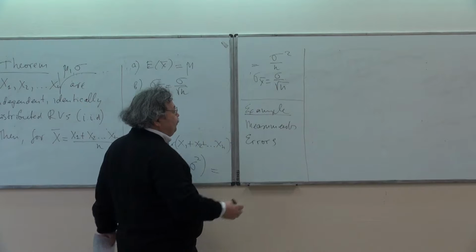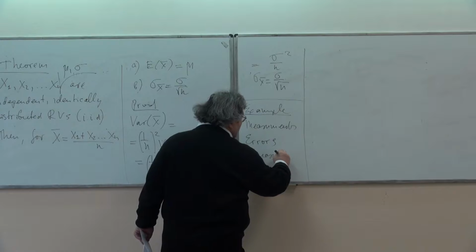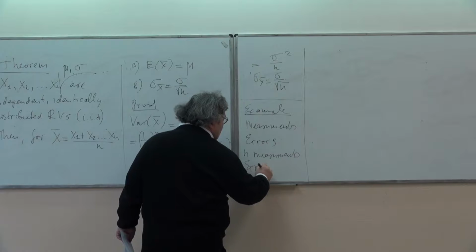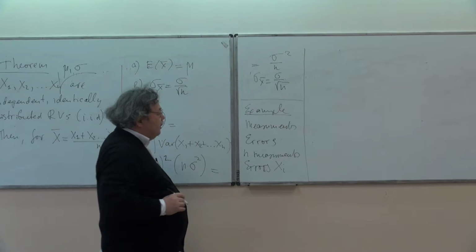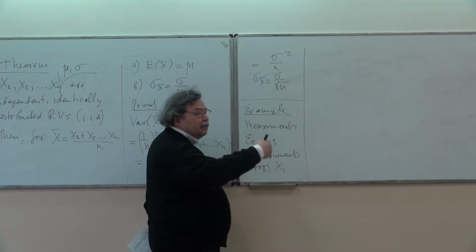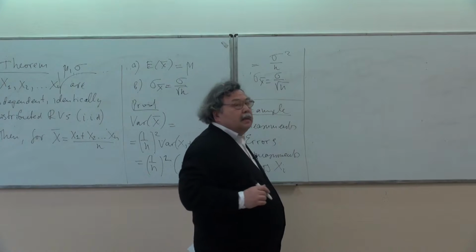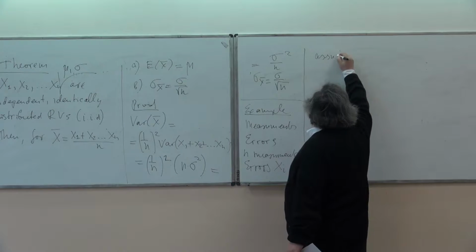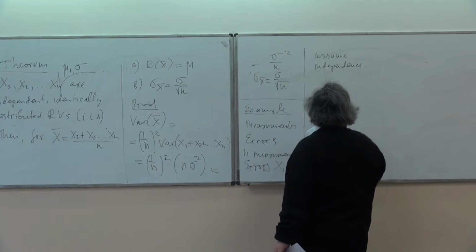Well, suppose we perform n measurements, and let's denote the errors by x sub i: x1, x2, and so on. Let's assume that the measurements are independent. We assume independence. This is an important point.